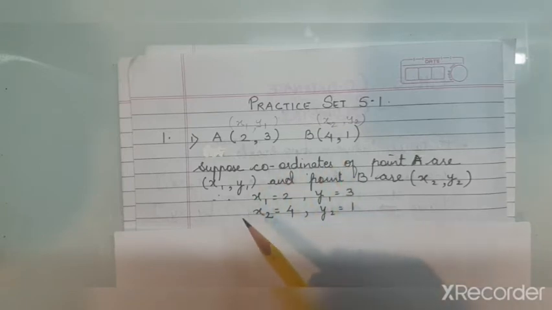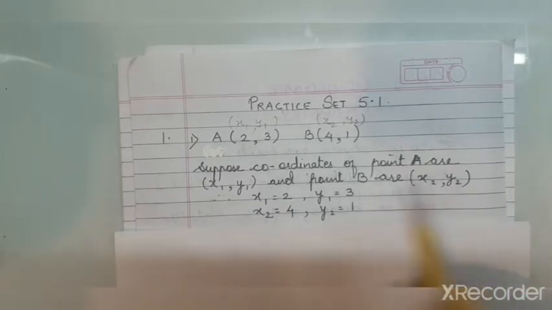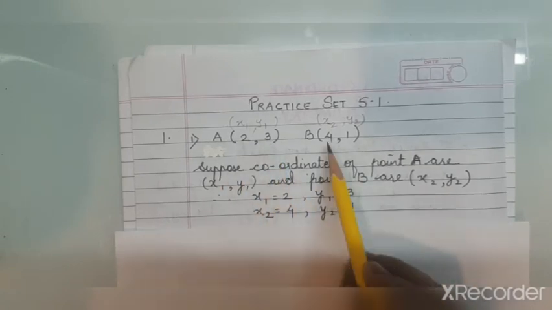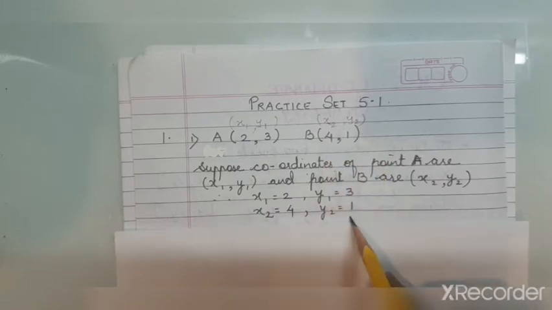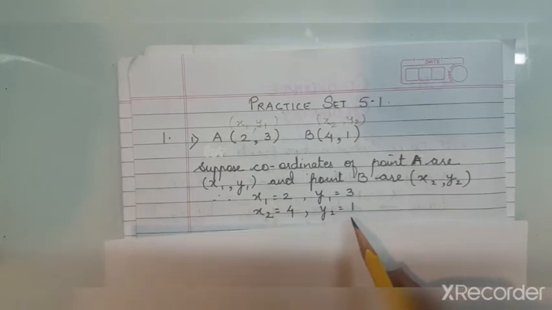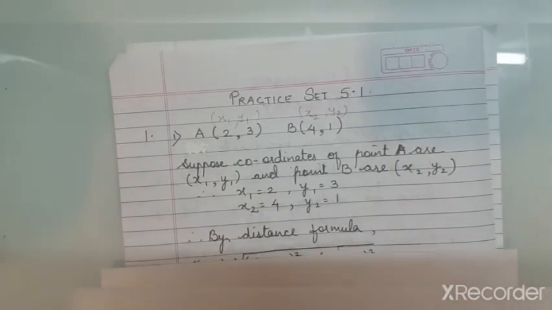But when it is a case of only 2 points, in that case you can assume x1, y1 and x2, y2. So we have assumed here. So here it is even written what is x1? x1 is 2, y1 is 3, x2 is 4 and y2 is 1. If you are assuming like this, it is important to mention after that, by distance formula.